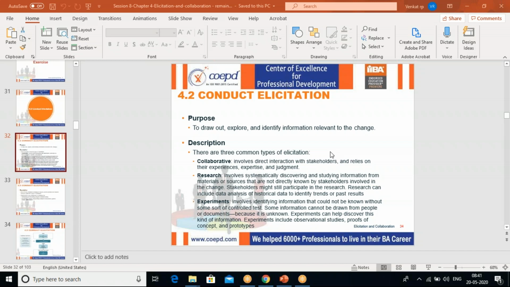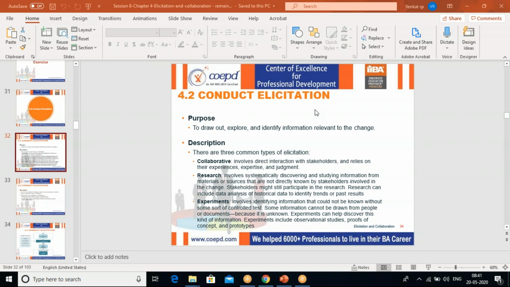Now the next one is conduct elicitation. The next task is conduct elicitation. Here, the purpose of conducting an elicitation is the actual action. What we do in elicitation is conduct elicitation only. That means you are now doing that elicitation part.